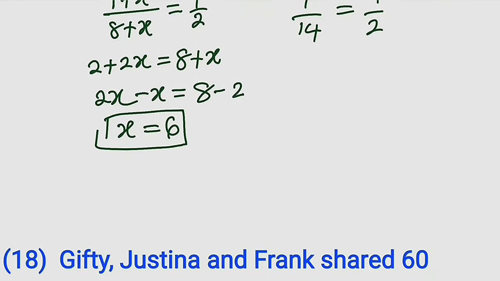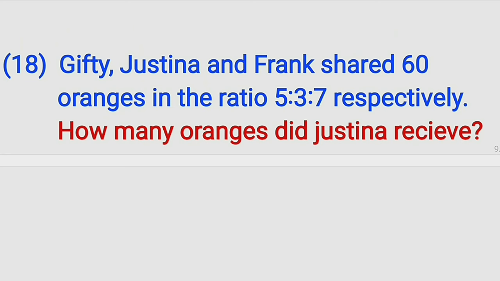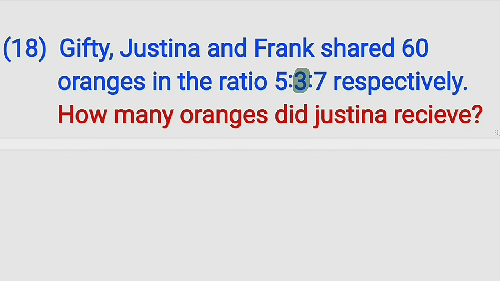Now let us move on to question number 18. Question number 18 is very simple on that ratio. It reads, Gifty, Justina, and Frank shared 60 oranges in the ratio 5 to 3 to 7, respectively. How many oranges did Justina receive? You should know that Justina is the second name here. Therefore, the second number here in our ratio represents Justina. And remember that these are all objective questions.